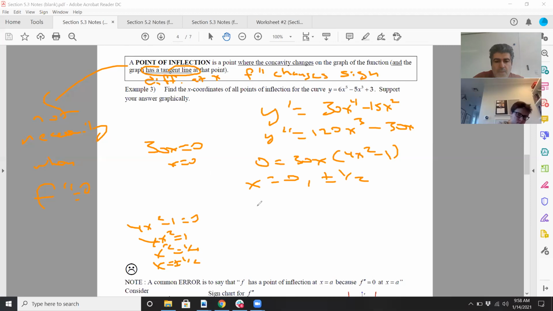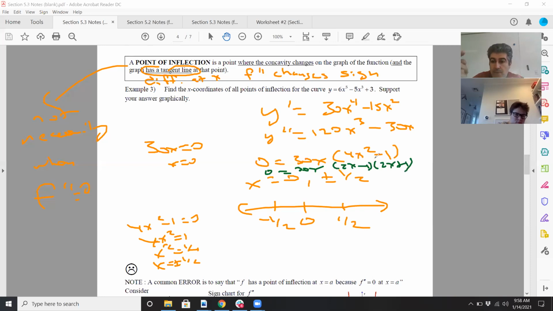Okay, you have to do a sign chart too. So you're still doing all the same stuff we did before on the previous page. Let me teach you how to do these a little more efficiently. I probably could have broken this down further as 2x minus 1, 2x plus 1. So we have three factors: 30x, 2x minus 1, 2x plus 1. All of those have 1 as an exponent, so they're all linear factors. You're going to see sign changes at linear factors.